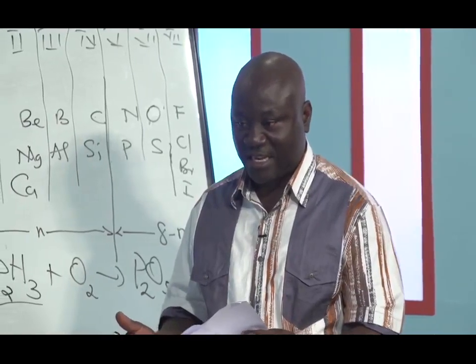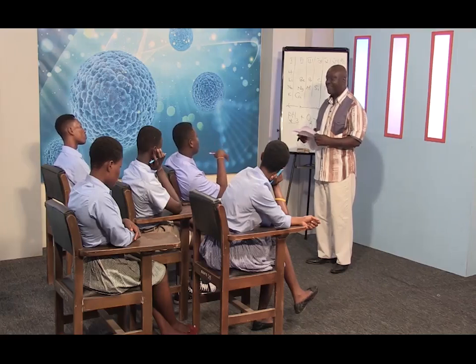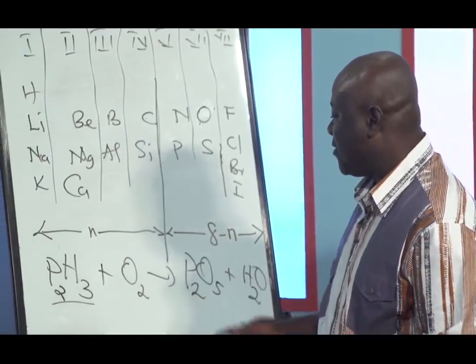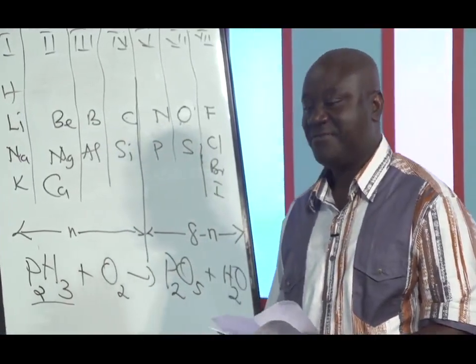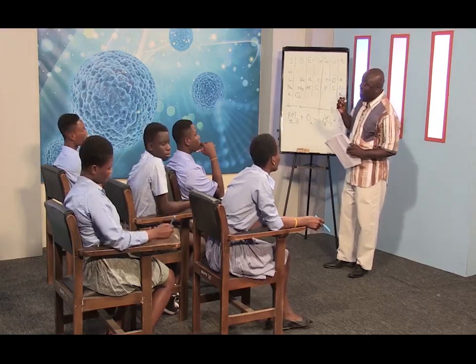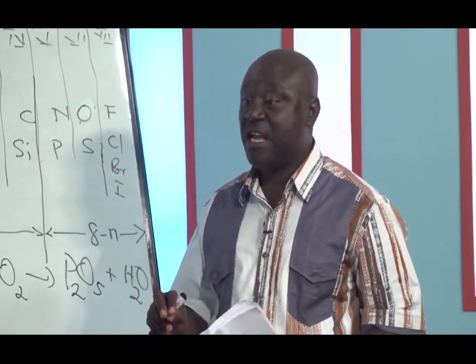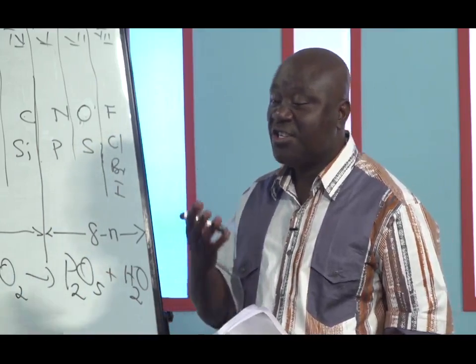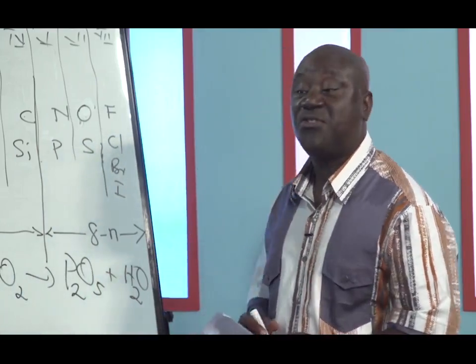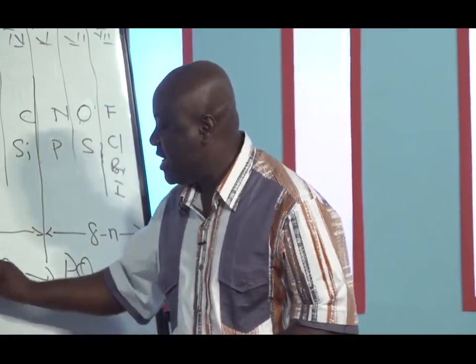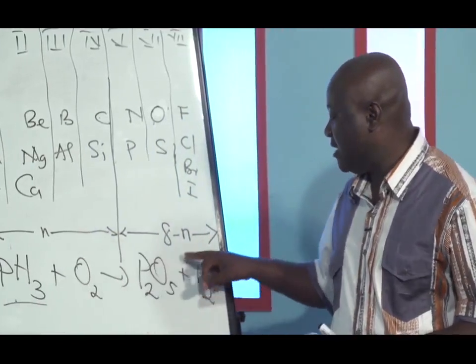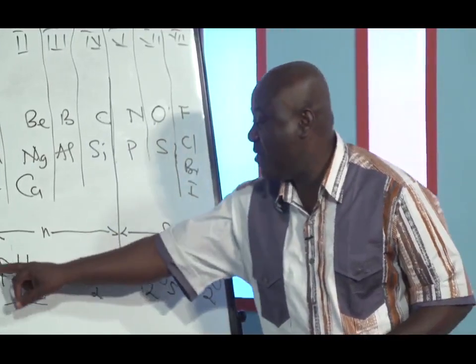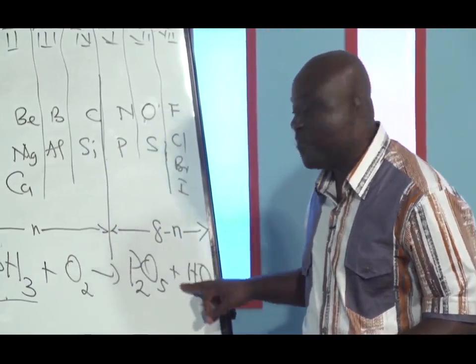I hope it is clear. If it's not phosphine, then what is it called? Oh, it's this one. There's no chemical compound like that. Yes. So balancing chemical equations involves changing the stoichiometric coefficient. What I mean by stoichiometric coefficient is the number in front of the chemical formula.